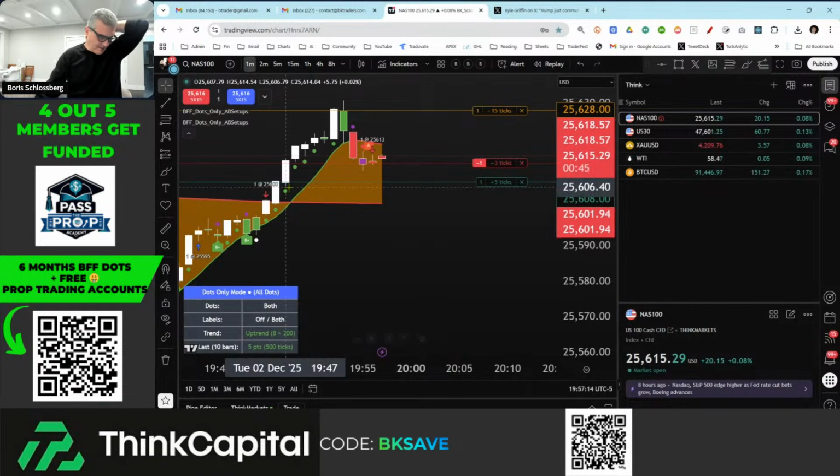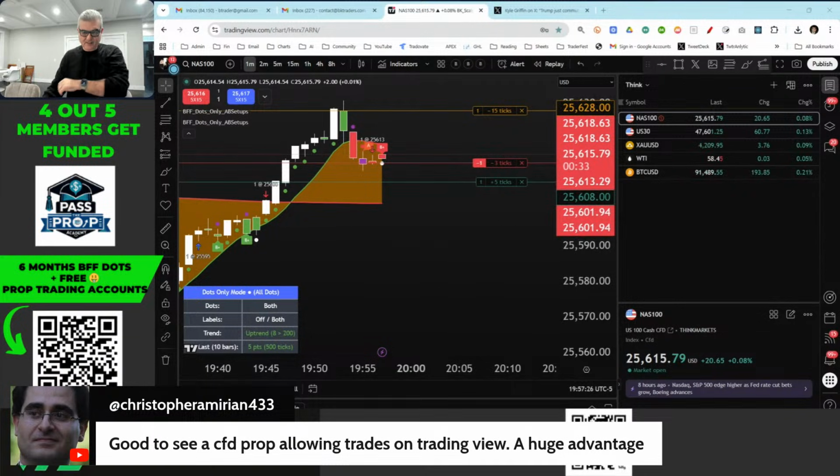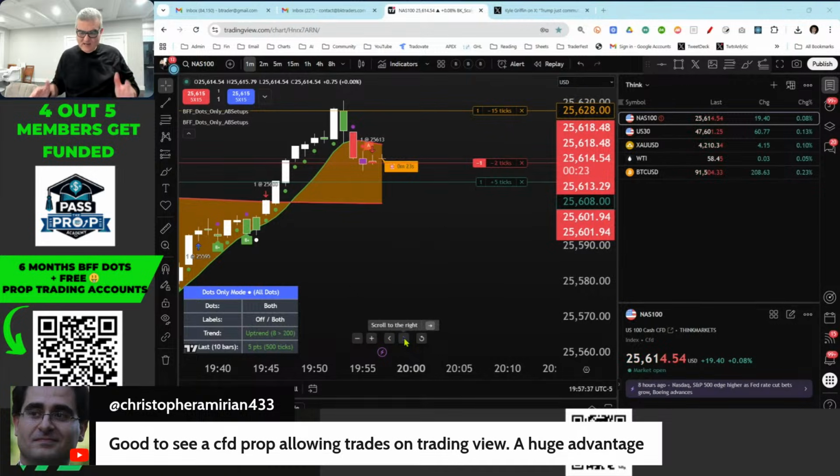Yeah, I agree. I think that's literally the best aspect of Think, that they've really synchronized themselves with TradingView. It's a super easy platform to trade from now that you can set up the stops and targets. It's very easy to trade that platform quite nicely. It's obviously very, very tight markets.